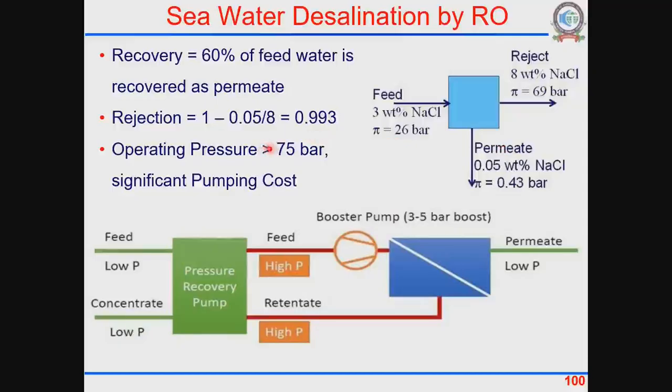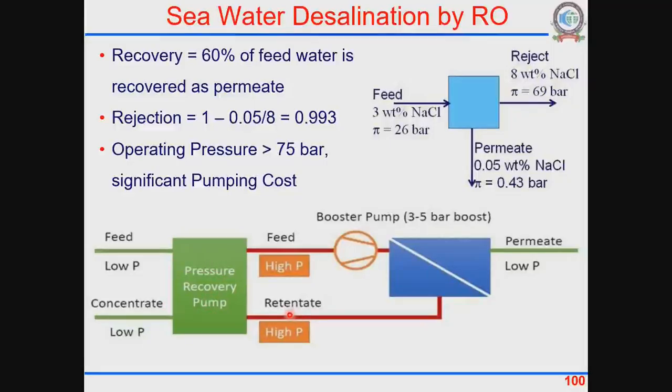So this pumping of feed seawater from atmospheric pressure to pressures as high as 75-80 bar represents a significant pumping cost. The permeate which comes out is at 1 atmosphere, but the reject coming out is at high pressure. If you just directly discharge it to the sea, you are wasting the energy associated with this reject or retentate stream. To make it economical, you need to use a pressure recovery pump or a pressure recovery turbine.